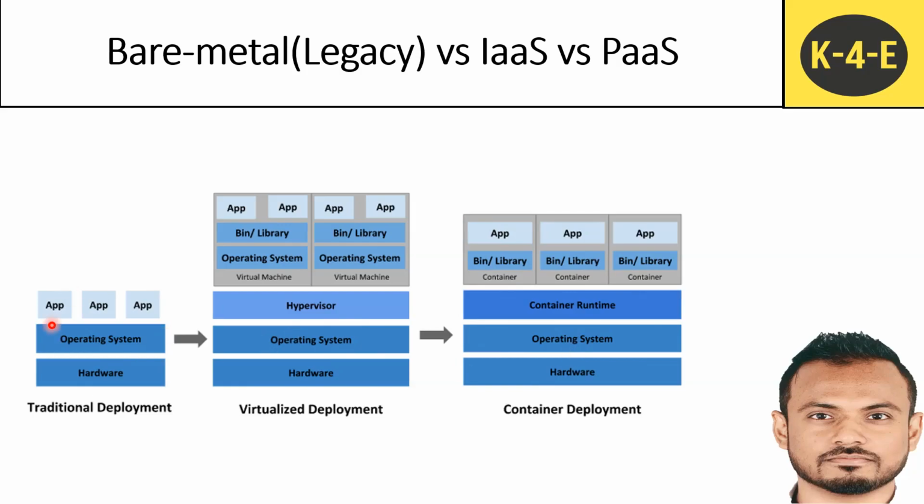This one is already in legacy mode. Most of the products nowadays are already on virtualization in VMware, or you can say virtualization VM mode, and now they're getting transformed into containerization. So this is how technology is evolving, right? If somebody asks you, or you ask yourself, what is the difference between infrastructure as a service and platform as a service, then I will recommend you to go through this slide.